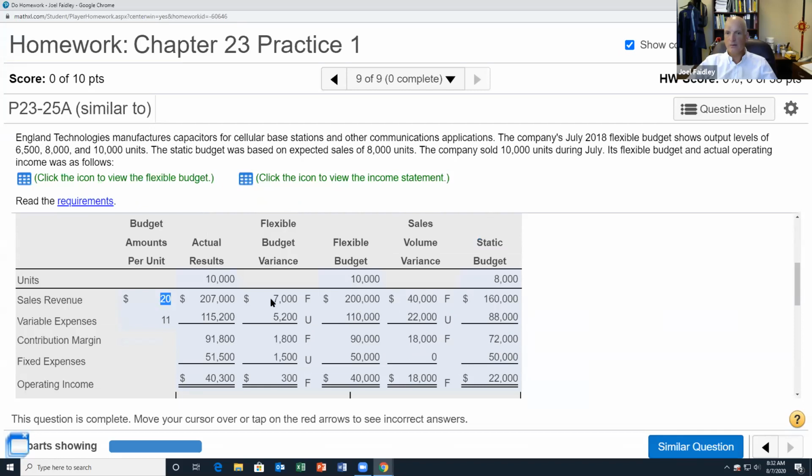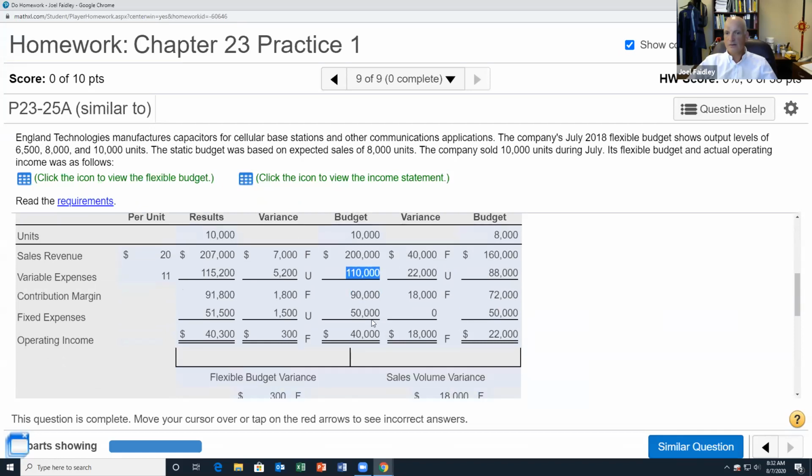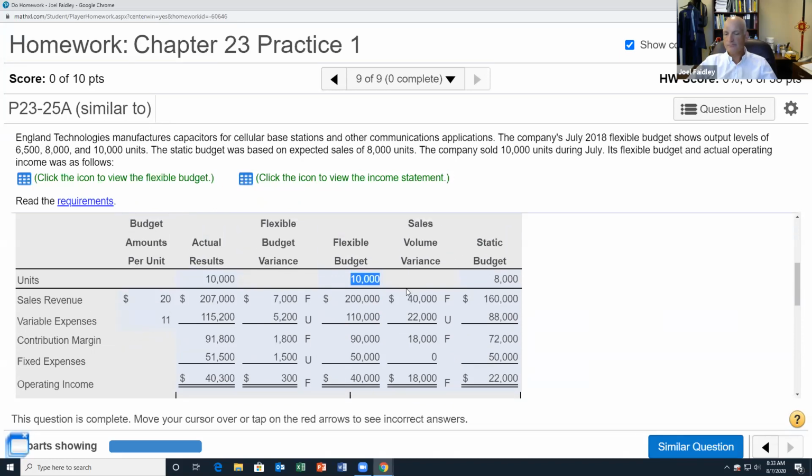So this $20 there, which is what the budget is, times 10,000 gives you 200,000. And the 11 times the 10,000 gives you 110,000. The 50,000 doesn't change. It's the same as the original budget. And so now you've got a new budget based on 10,000. So you see how this works? Column 5, then column 1, and then column 1 drives column 3. And then you just compare your columns to get your variances. And again, it's favorable when it adds to the bottom line or to your net income. It's unfavorable when it doesn't.